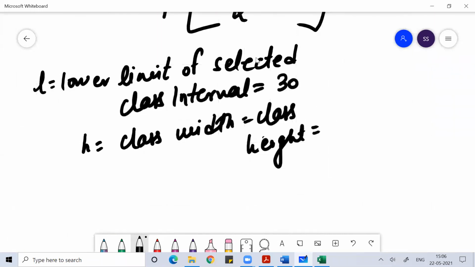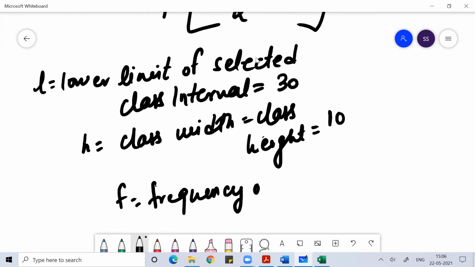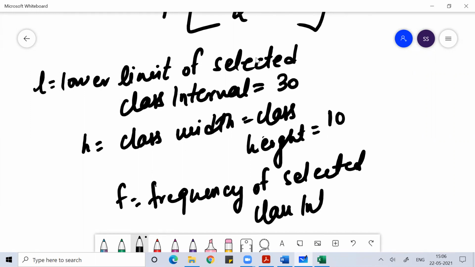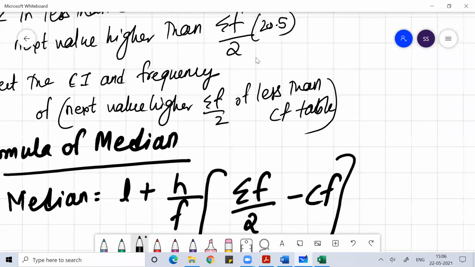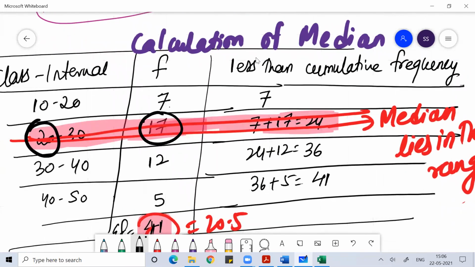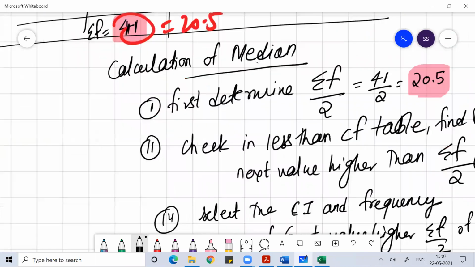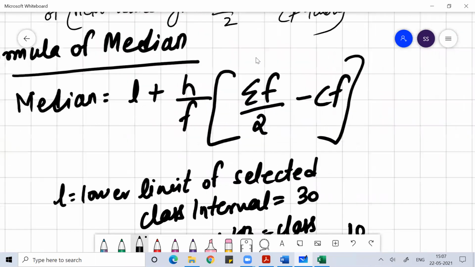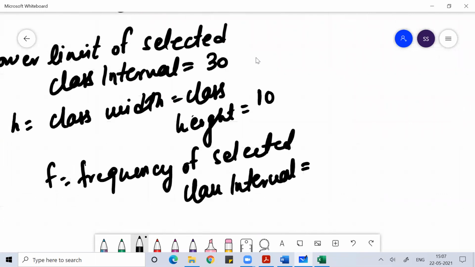So H is 10 for you. And F, what is the frequency? F is the frequency of the selected class interval. So the frequency of the selected class interval here is, you can see, 17.